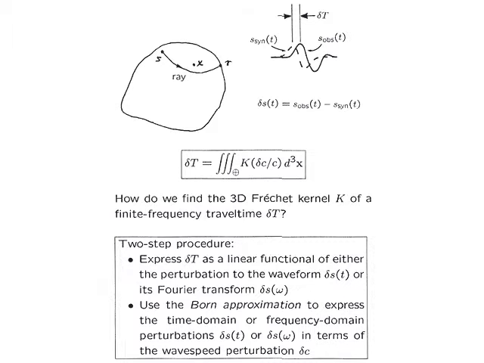So how do we figure this out? How do we figure out what this sensitivity kernel is? Well, it's a two-step procedure. You first have to figure out how to express the travel time shift in terms of the perturbation to the waveform. So the perturbation of the waveform is, as a function of time, just the difference between the observed waveform and some synthetic waveform that you have, that you're able to compute. So you have to do that first, and then secondly, you have to figure out how to express the perturbation in the waveform in terms of the perturbation in the wave speed.